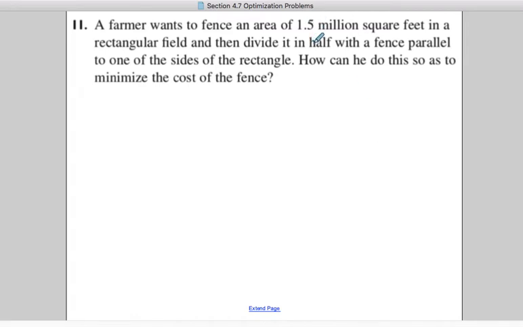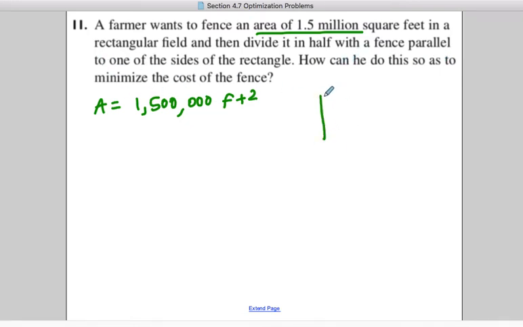Number 11 is very, very similar. Oh wait, I lied a little bit. Never mind, this one's cutting it in half. It's not similar, so we'll walk through this one. But we have area of 1.5 million. Okay, so let's actually write that out. So our area is equal to 1.5 million square feet. Use this number, otherwise you're going to get really tiny decimals and it kind of gets painful. But there's our rectangular field, and then it's divided in half with the fence parallel to one of the sides. How can you do this to minimize cost of the fence?